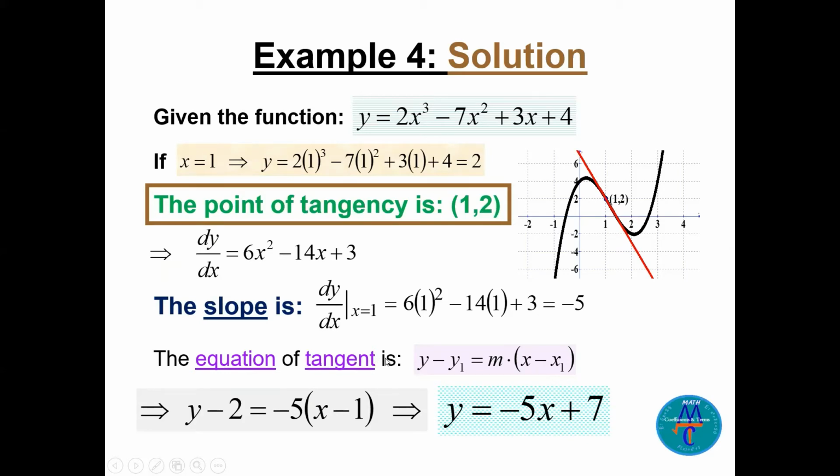So I can use the equation of the tangent line, y minus y1 is equal to m times (x minus x1). m is the derivative at x equals 1. So I put 1 in the derivative, and I get m. So the equation will be y equals minus 5x plus 7.